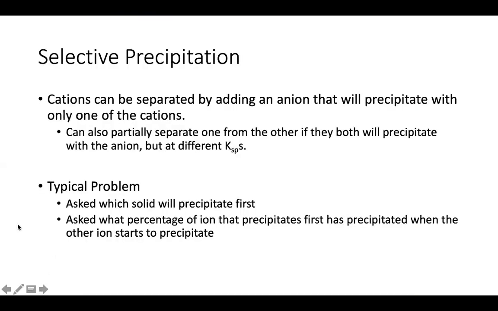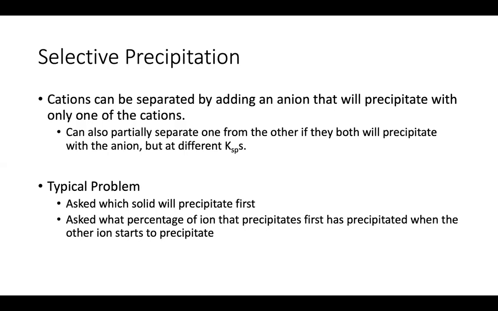Okay, so a pretty big topic in this chapter, especially in terms of solving problems, is selective precipitation. Right, so if we have 2 cations in solution, so 2 ions with positive charges, we can separate these ions from each other by adding an anion that will precipitate with only one of these cations, right? That's one way to physically separate those cations.